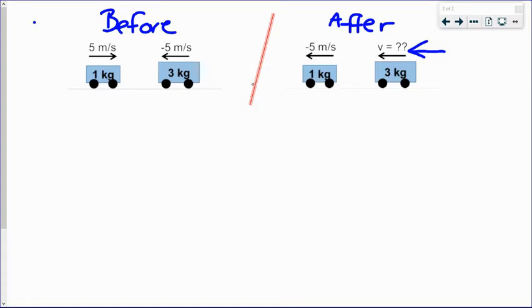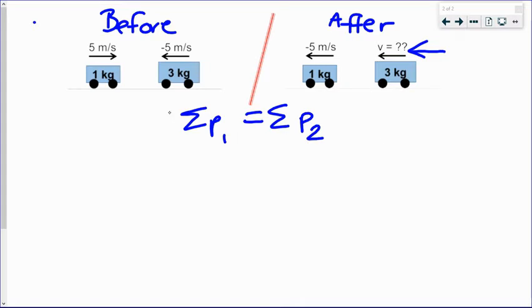Anytime you see a problem about a collision or explosion, the thing that should come to mind first is that this will be dealing with the conservation of momentum. The conservation of momentum means that if we add up the momentum of all of our objects before the collision, that will be equal to the sum of the momentum of all of the objects after the collision.